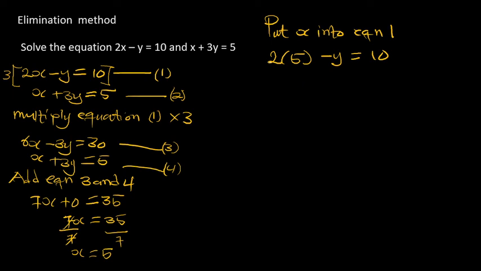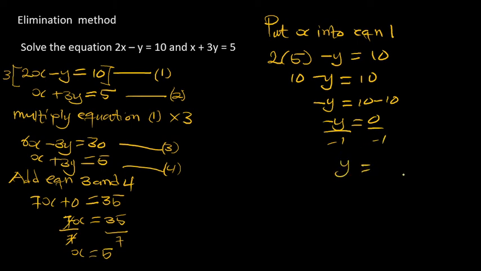Now we are solving for y, so let's open this bracket. 2 times 5 is going to give us 10 minus y equals 10. Now we're trying to make y the subject, so we have minus y equal to 10 minus 10. We are taking this 10 to this side, so 10 minus 10, so we have minus y equals 0. If we divide through by minus 1, we're going to have our y still 0. So y is equal to 0.